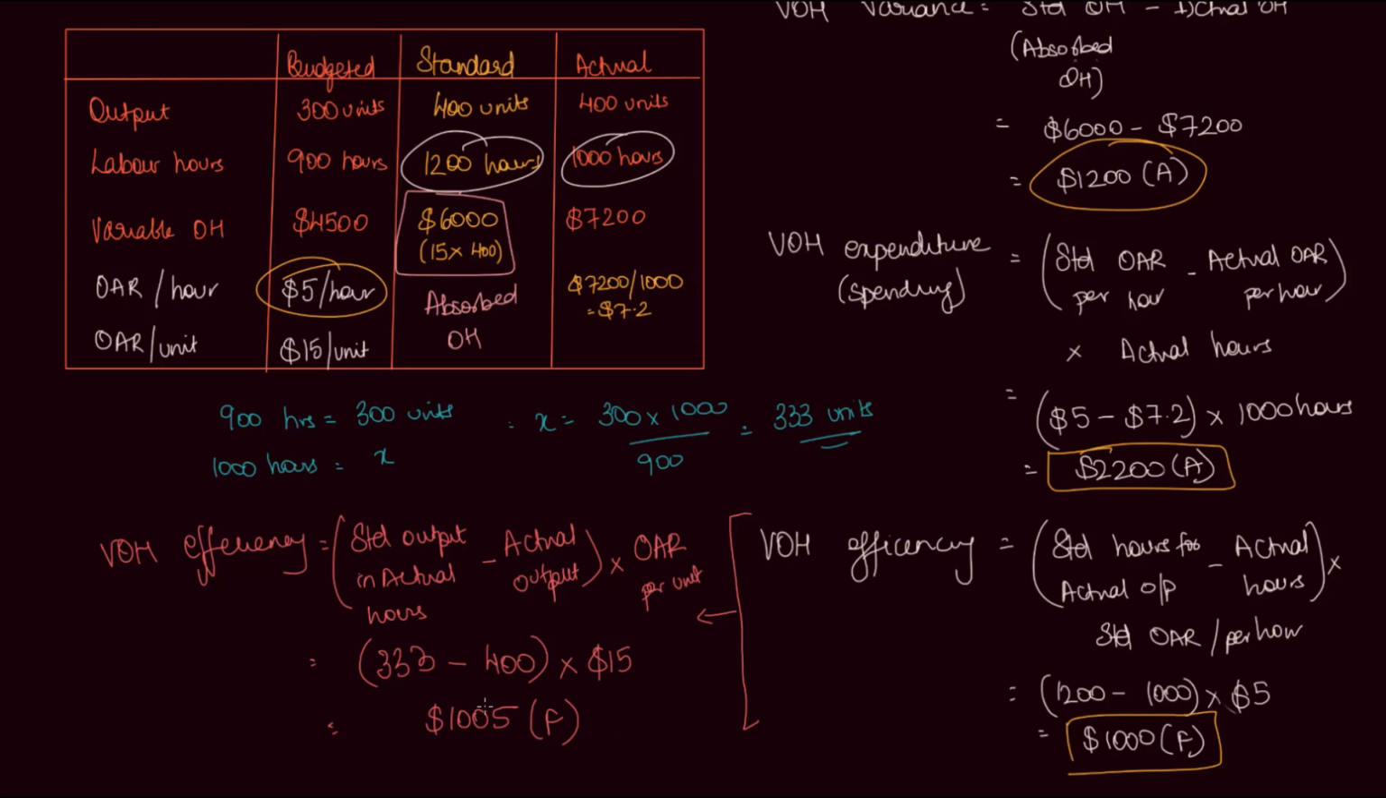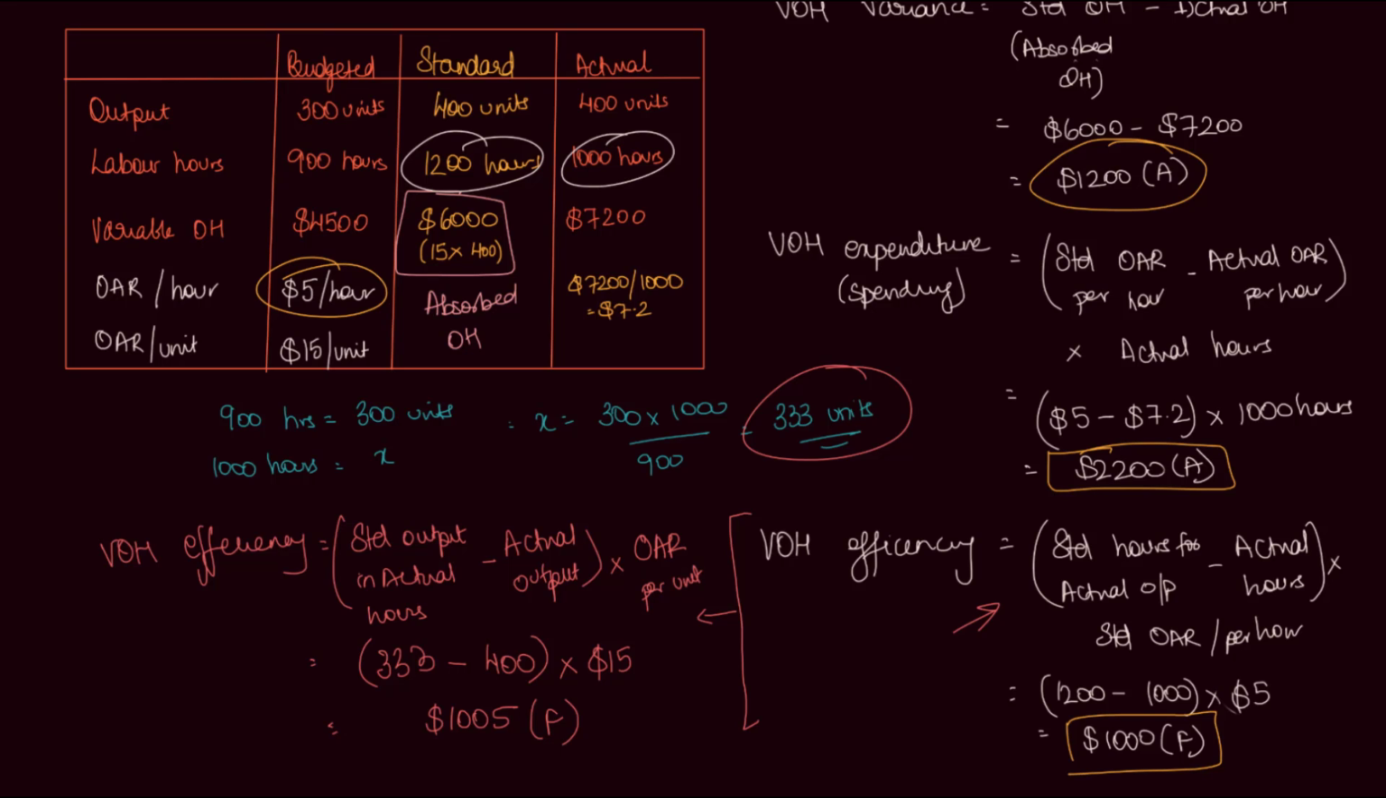This is coming to 1,005 because of the rounding error that we did here. Otherwise the variance is the same. So this is just an alternate way of calculating the variance, which I think you should be aware of. Otherwise you can use the first formula when you're doing your questions.